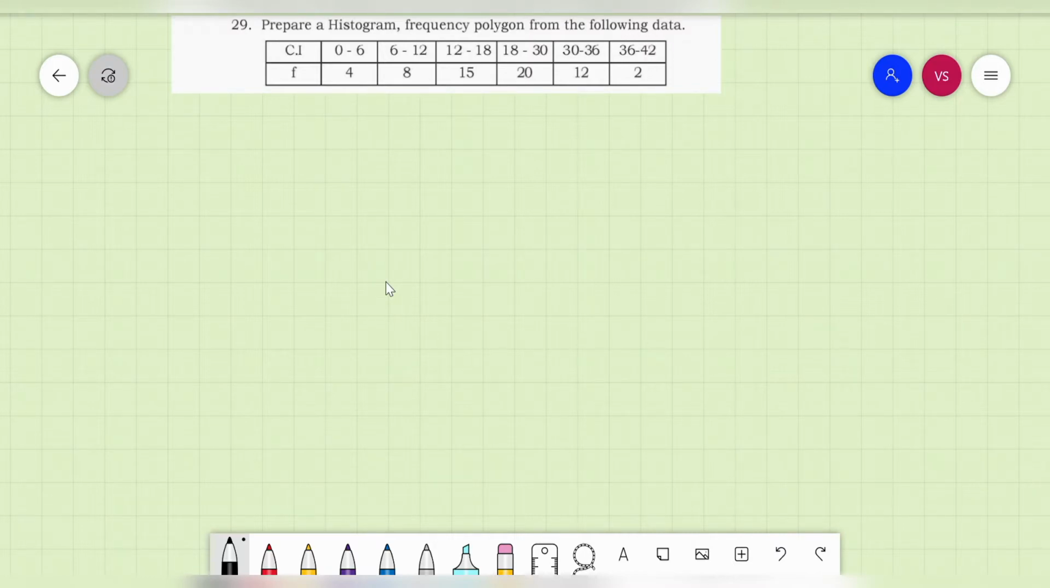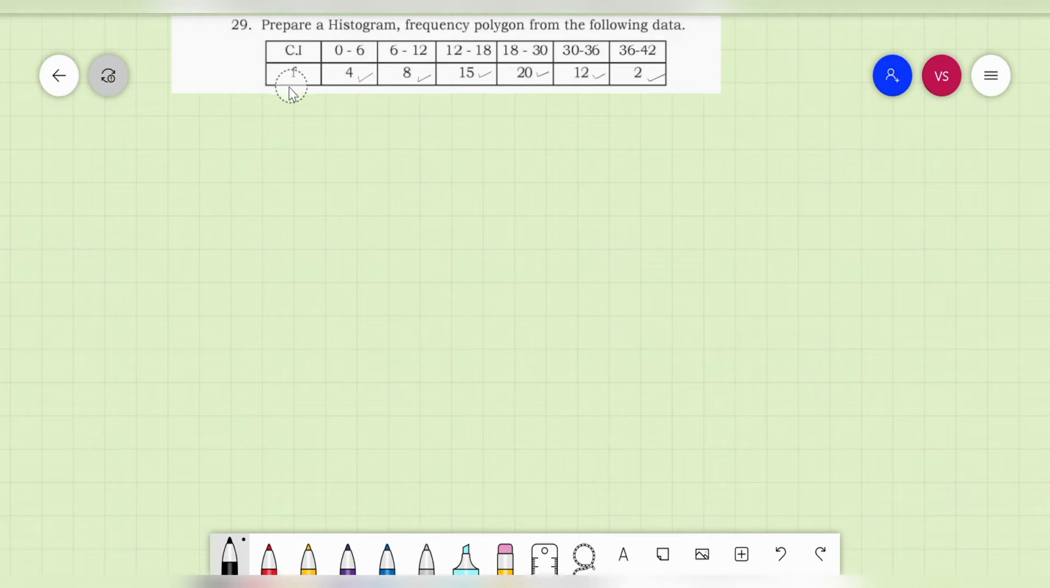So whenever you come across a histogram or frequency polygon of unequal width, we are not going to use these frequencies, students. What we are going to use are the frequency densities. That is what we need to first calculate here. Frequency density.